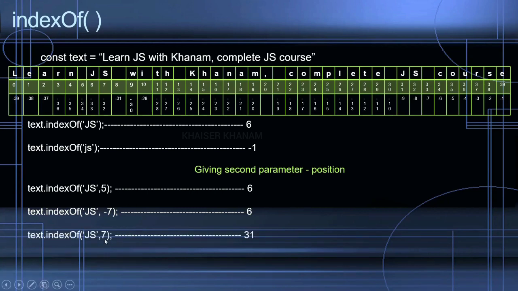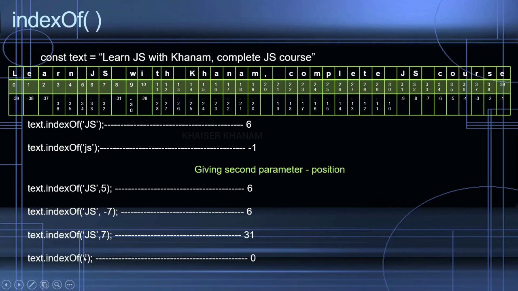Now, if we have the positive number 7, you can see 7 is here, so it will start from here. Now I do not have JS here. JS is at the 6th position, but I started from the 7th position. So it will search and end the search here, and I will get the result as 31 for this JS.